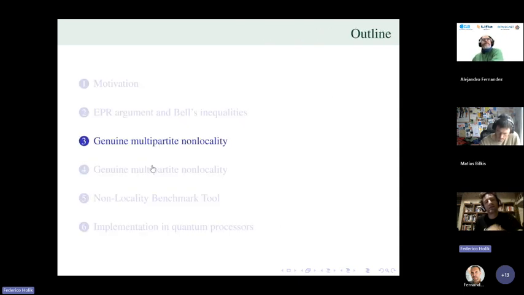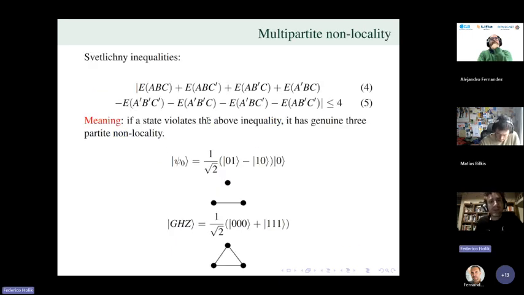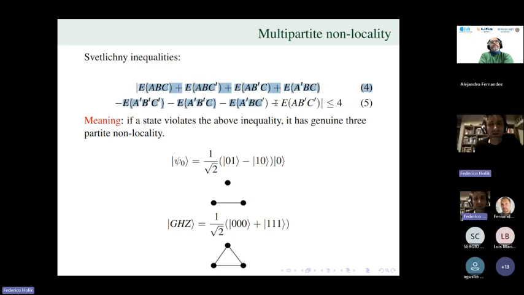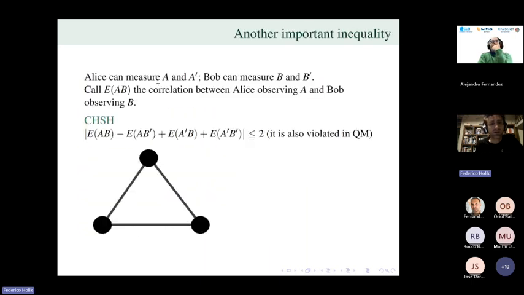So when you have 3 particles or more, you need to appeal also to the concept of genuine multipartite non-locality. Okay. So for those scenarios there are developments. For example, you have the Svetlichny inequality, which I am copying here. This is just one facet. It is very similar to Clauser-Horne-Shimony-Holt. Okay, I don't want to enter into the details.